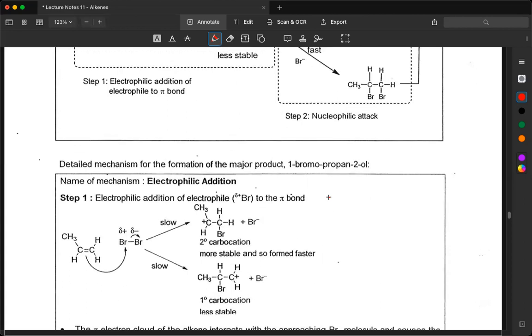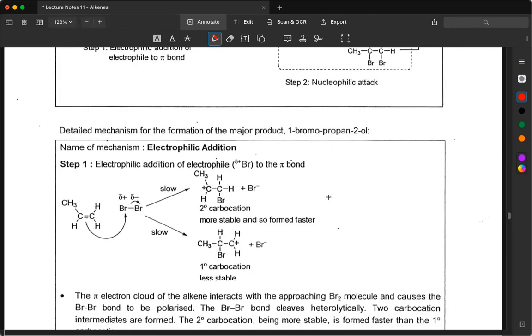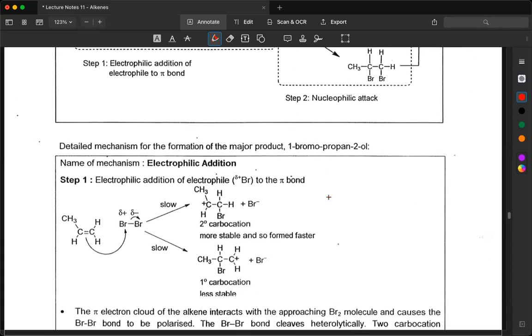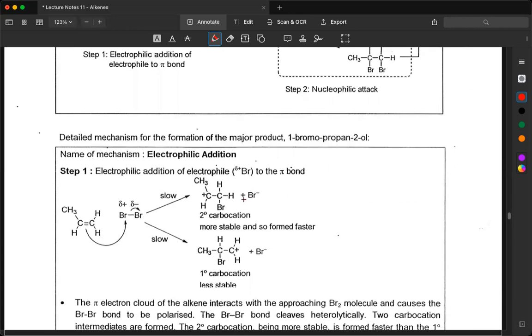Now, let's go through the detailed mechanism for the formation of that major product, 1-bromopropan-2-ol. How is it formed? So, as usual, write your name of mechanism and then draw the mechanism, but indicate this step first. Electrophilic addition of electrophile, Br positive, to the pi bond. And then the Br added to the C, this is more stable with more hydrogen atoms, Markovnikov rule.